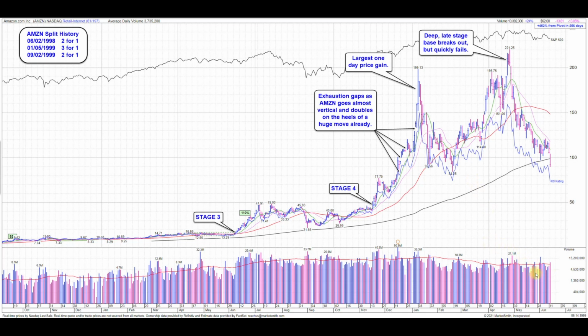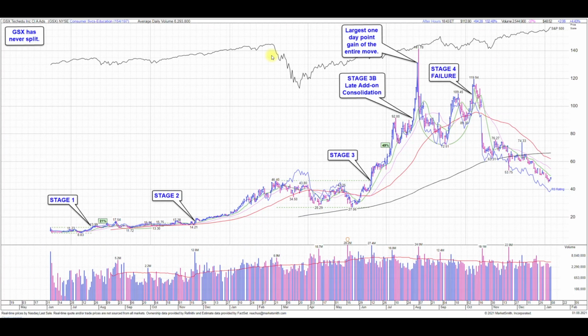Let's go ahead and take a look at our next example. GSX is the next example we're going to take a look at here on its daily chart. We're going to keep this one simple and easy. There's not much to discuss here. We've got stage 1, stage 2, and stage 3 bases. We're going to start here where we're breaking out of our stage 3 base, which, as we've discussed prior, is starting to get a little bit on the late side.